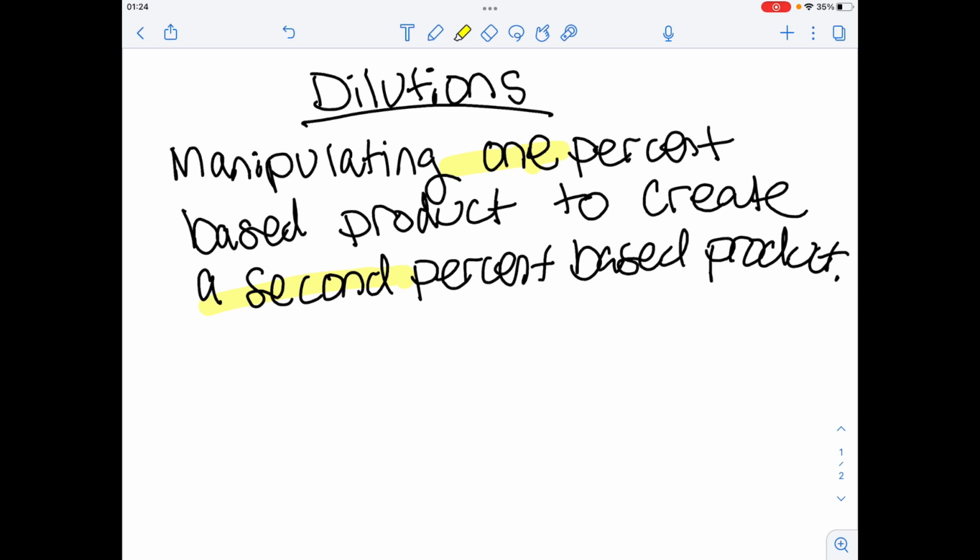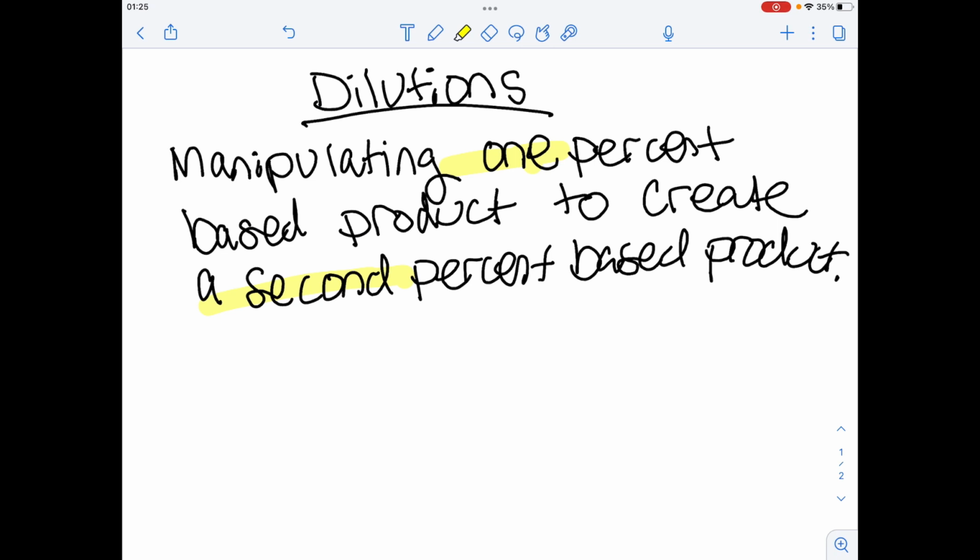So I'm highlighting that you're using one product to create a second because the next set of problems that we're going to go over are called alligations. And alligations mix two different percent-based products to create a third percent-based product. So I don't want you guys to get confused between these two types of problems.